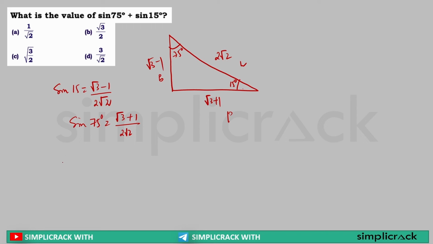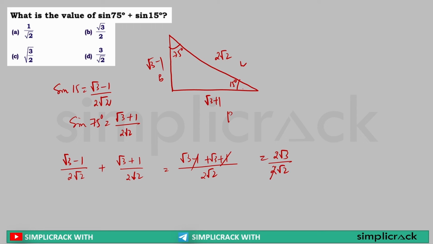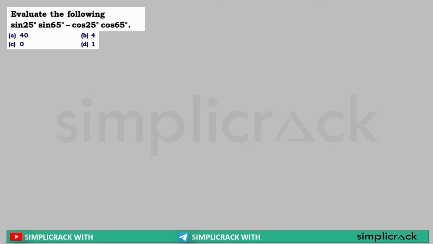Now, if I have to add both, it will be root 3 minus 1 by 2 root 2 plus root 3 plus 1 by 2 root 2. 2 root 2 is the LCM. So this is root 3 minus 1 plus root 3 plus 1. Minus 1 plus 1 crossed out. So this is 2 root 3 by 2 root 2. 2 crossed out. Answer: square root of root 3 by 2. Option C. Clear? Yes or no? Yes. Sorted? Next. What is the value of this?